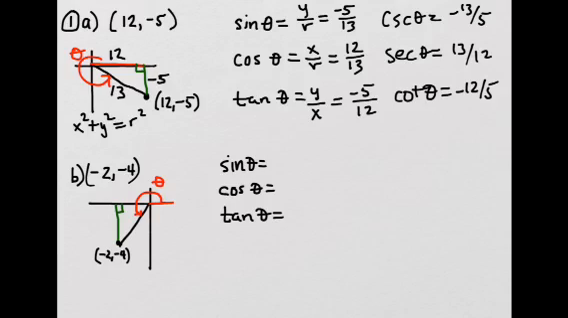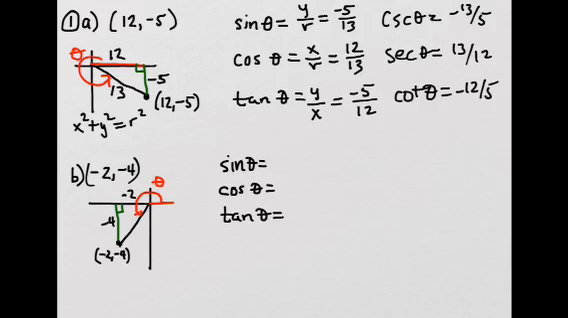All right, so for letter B, I already plotted the point negative 2, negative 4. I drew the right triangle. Again, remember, always draw the perpendicular towards the x-axis. Here's the angle theta, and so we're looking for the six functions, right? So I have negative 2 right here, negative 4 right here.